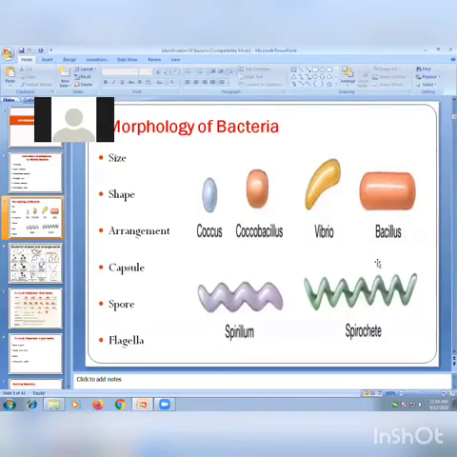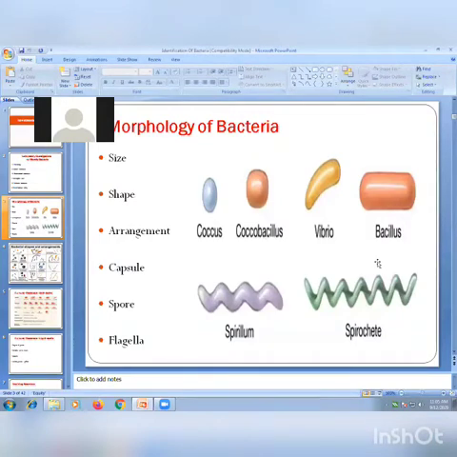Generally, all medically important bacteria, if they are cocci, have a diameter of about 1 micron. And if they are rods, the bacilli, the length is about 3 to 6 micron, and the width is 0.5 to 1.5 micron. So in case of cocci, we measure the diameter. In case of bacilli, we measure the length and width of that bacteria. So this is about the size of bacteria.